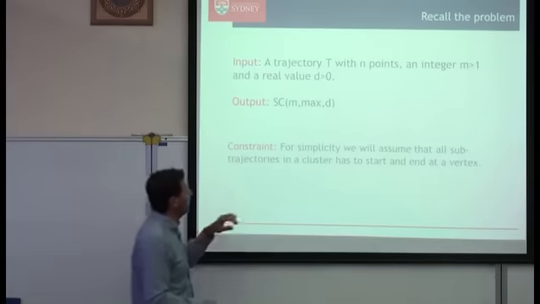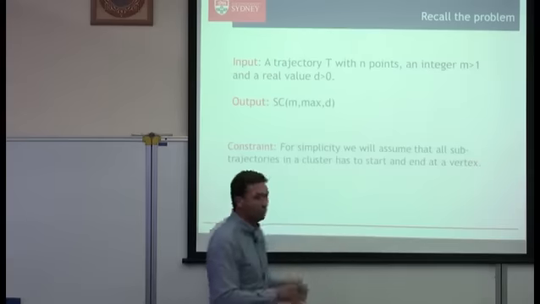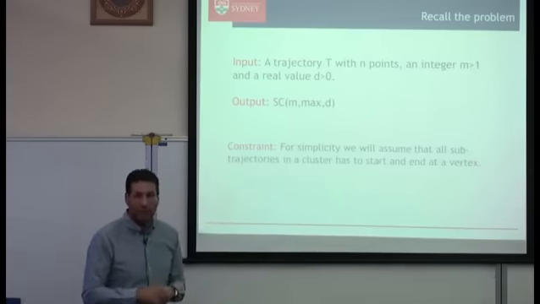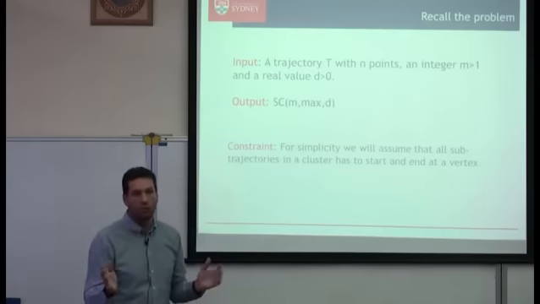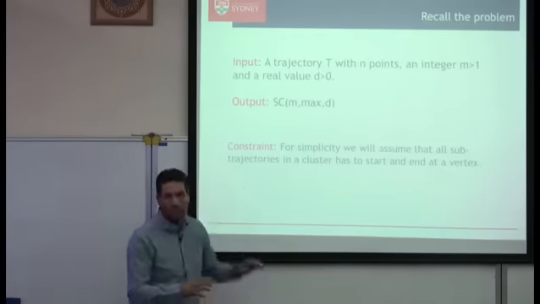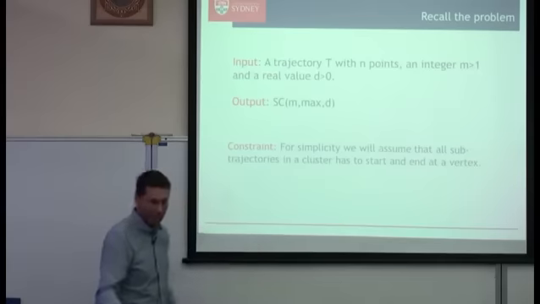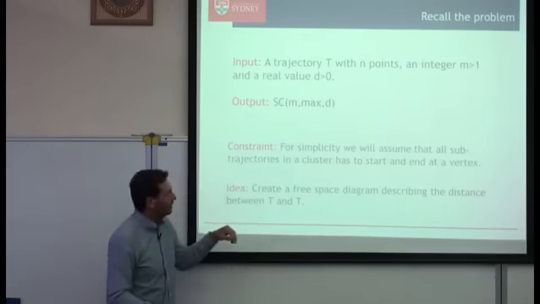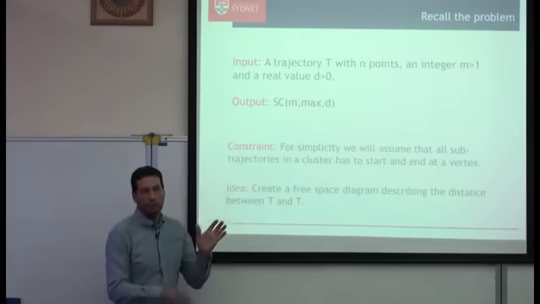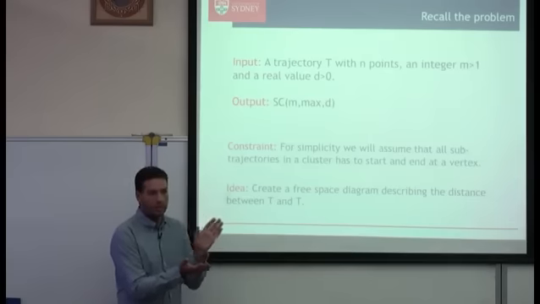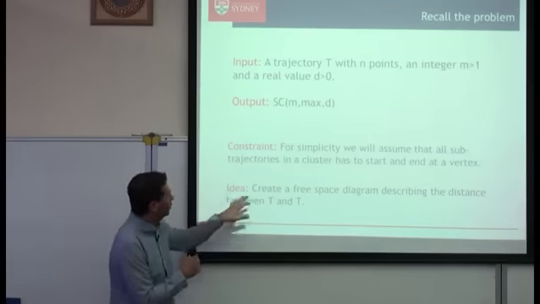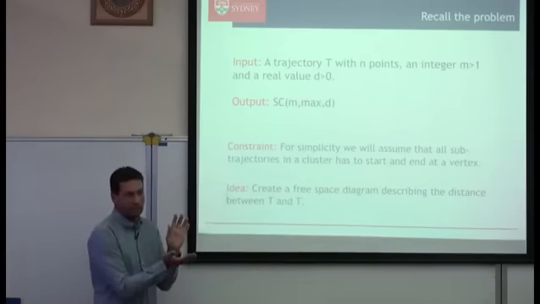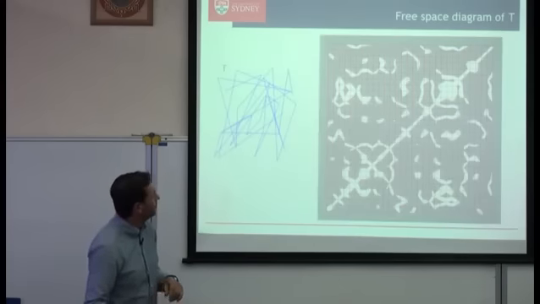And for this presentation, I will just assume for simplicity that all the subtrajectories start at a vertex and end at a vertex. The algorithm I'm presenting can actually be modified to not include this constraint, but the presentation will be much easier if I assume it. So I'm going to use the free space diagram. Before, we computed a free space diagram between two paths, P and Q. But now I'm going to create a free space diagram between T and itself. So it will look something like this.